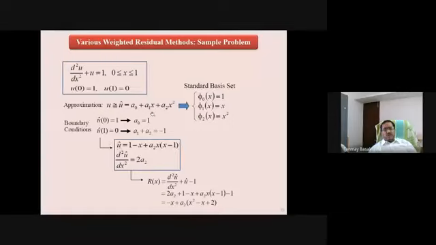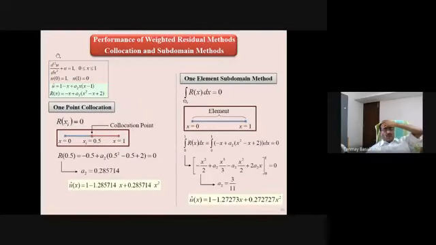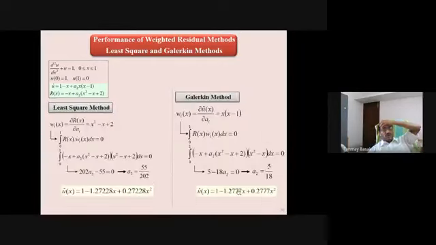So u hat is nothing but, if you employ a0, a1, a2, you get 1 minus x plus a2 x into x minus 1. And you see the residual can be obtained as this, the final residual form, and one can actually employ 1 point collocation, r xi equals 0. This is the 1 point collocation, and this is the one element subdomain method, and here you can see that the weighting function equals 1.